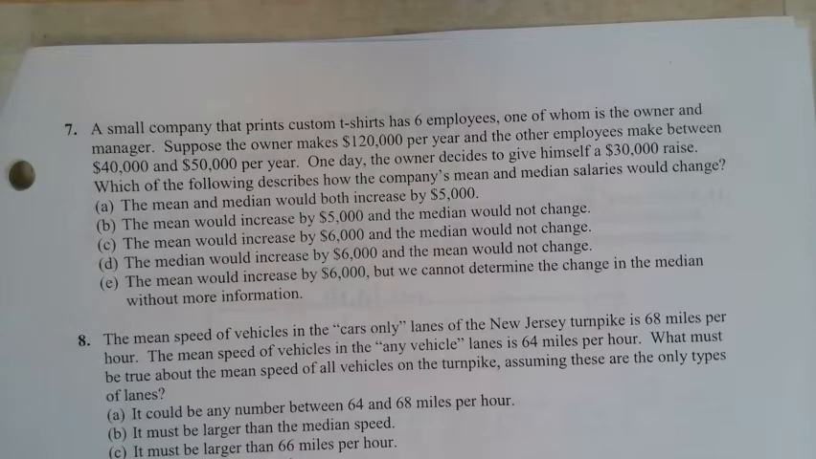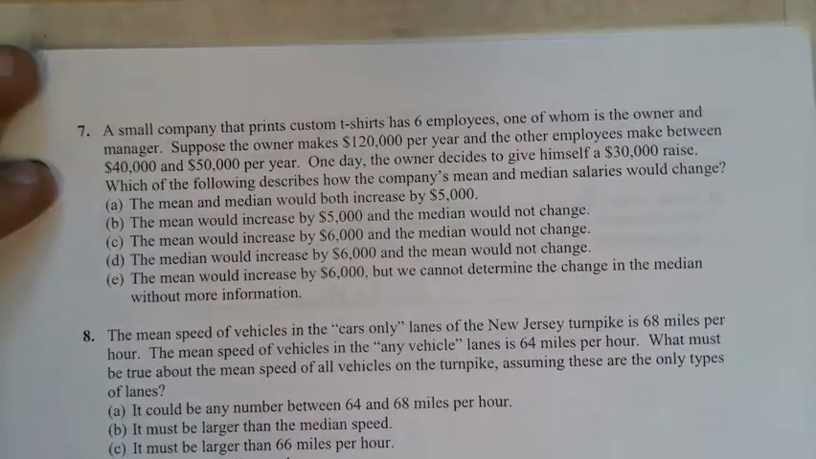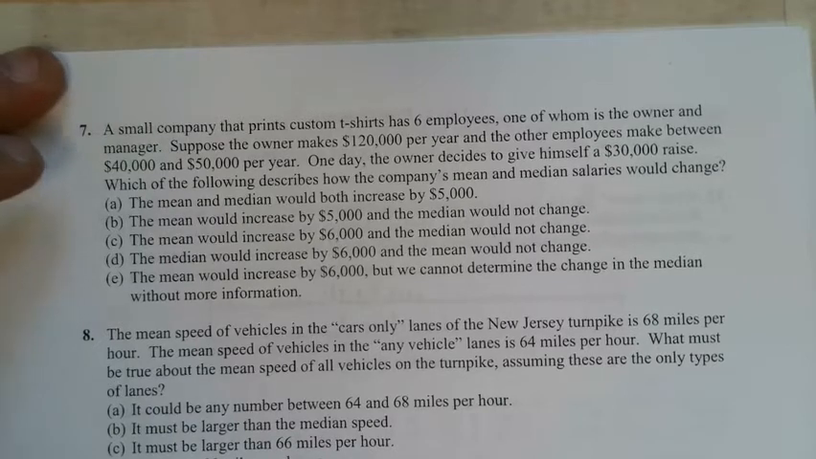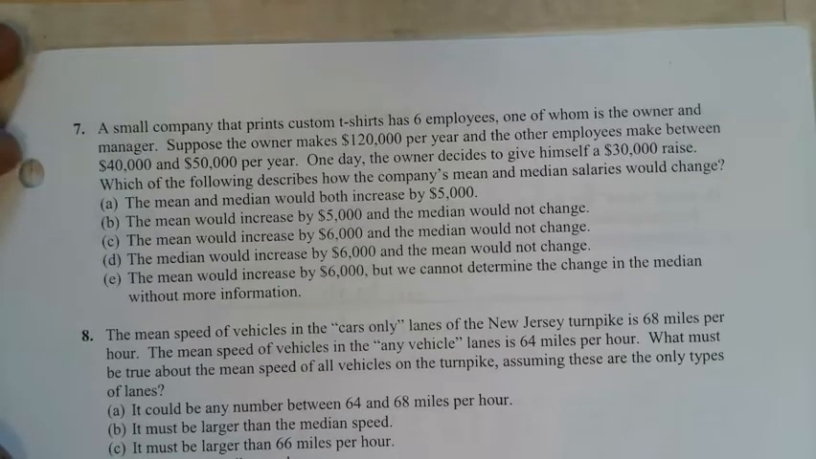Suppose the owner makes $112,000 a year, and the other employees make between $40,000 and $50,000 a year. Ooh, so he's a high value. He's probably an outlier, right? One day, the owner decides to give himself a $30,000 raise. That sneaky owner. Which of the following describes how the company's mean and median salaries would change?